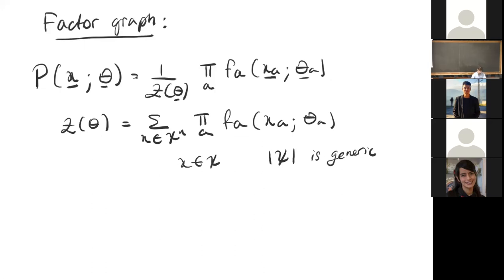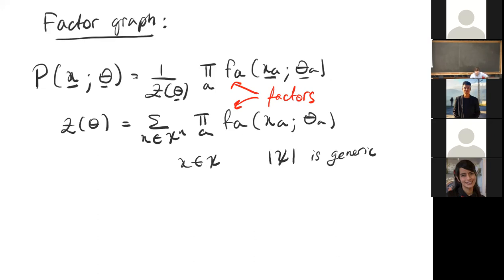So these functions are called factors. And for a good reason, it's because the overall distribution that you are considering is factorized over these factors. It is written as a product of factors. So we just call them factors.